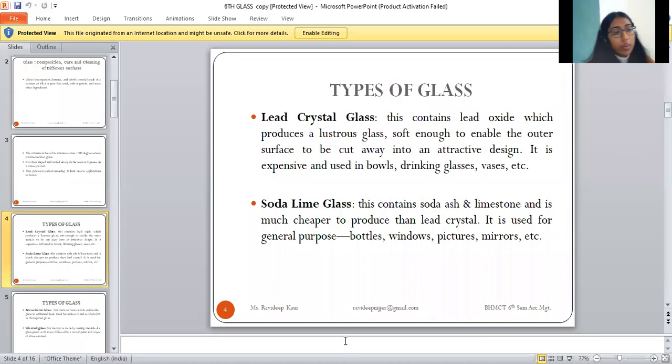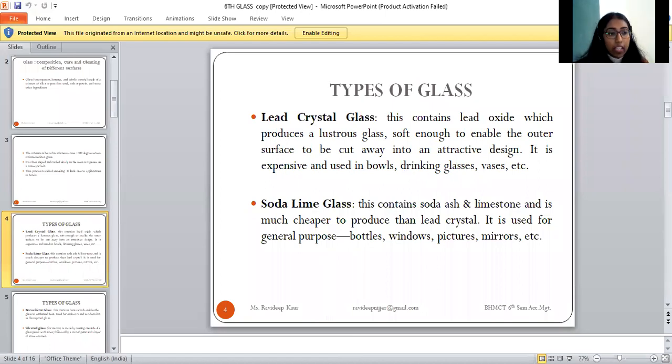Next we'll learn what the different types of glasses are. First we have lead crystal glass. It is our first type of glass. This contains lead oxide, which produces a lustrous glass soft enough to enable the outer surface to be cut away into attractive designs. It is expensive and used in bowls, drinking glasses, and vases.